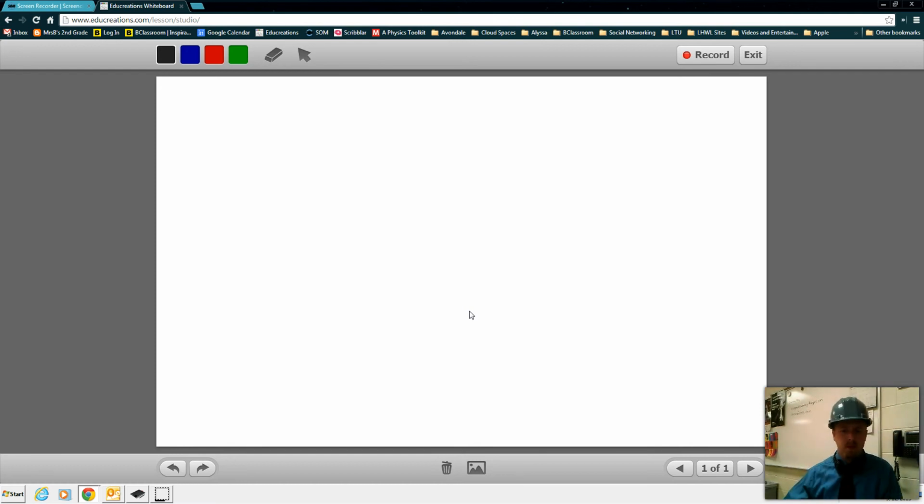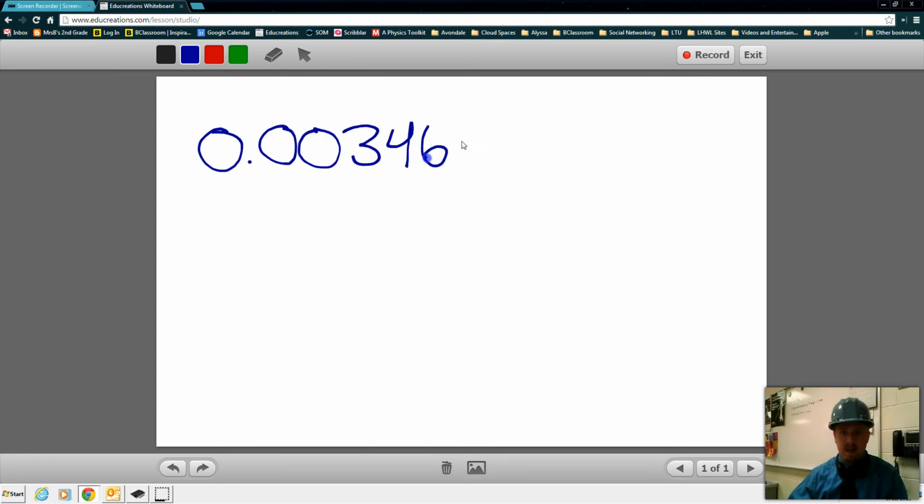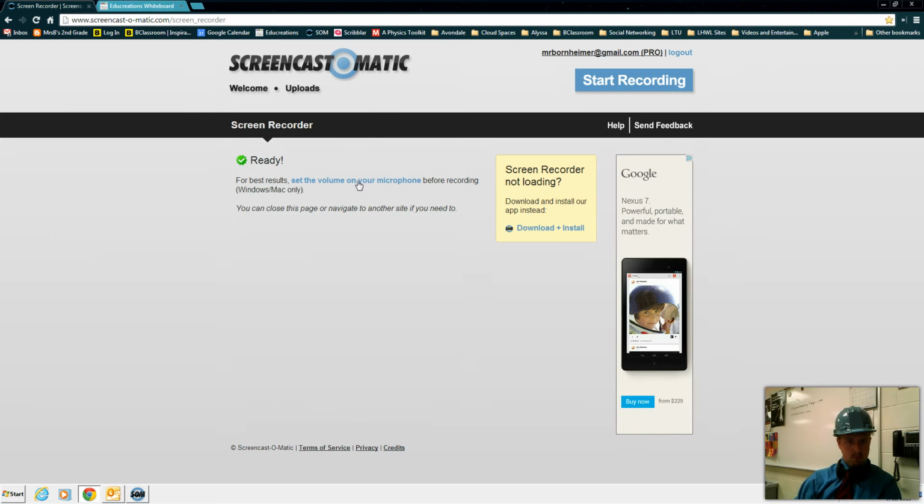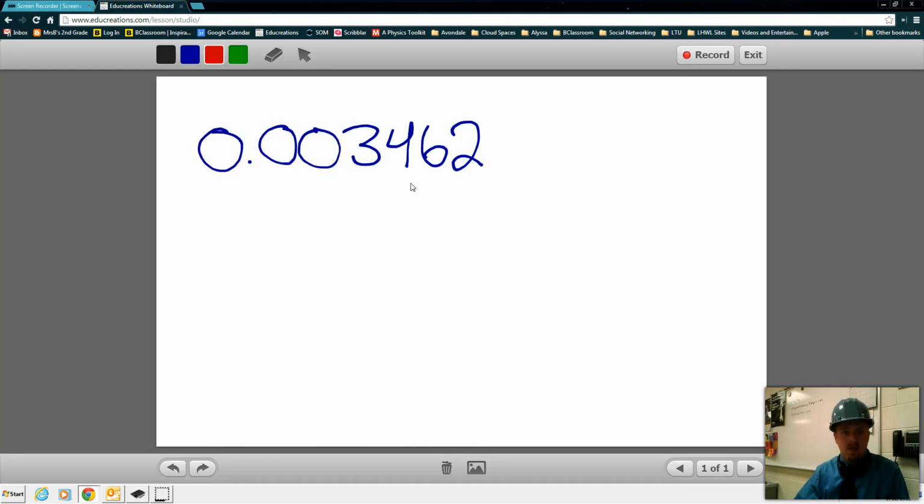So let's start with a couple of examples this morning on scientific notation. So we're just going to go ahead and get started here. Let's say we start with the number 0.003462. Okay, now the very first thing we need to recognize is that in scientific notation, this doesn't work. Okay, we need to move the decimal.